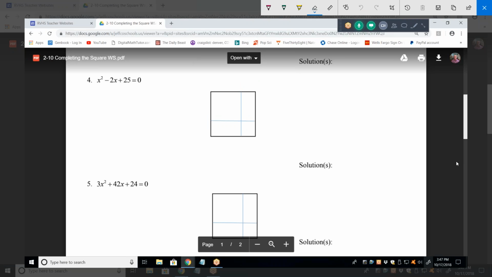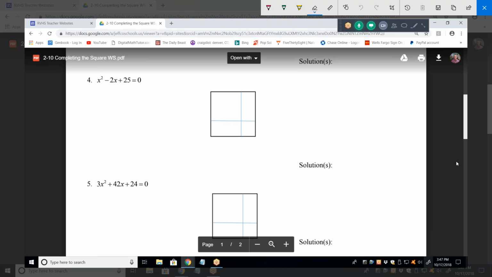Okay, let's do 4, and then we're going to need to do 5, because 5 is different. But we got plenty of time. First of all, let's do 4. What's the first step? Well, we want to put C on the other side, right? Yeah. So subtract 25 from both sides.